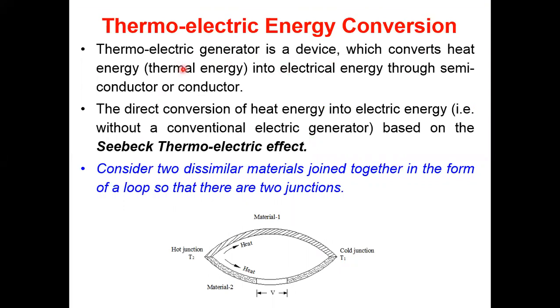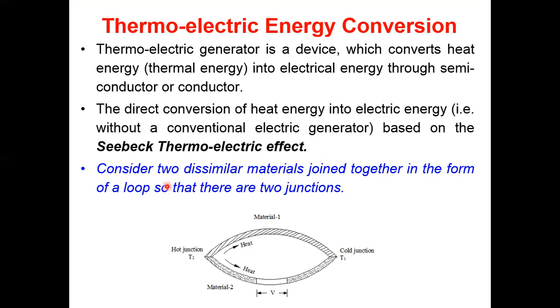It converts heat energy, that is thermal energy, into electrical energy through a semiconductor or conductor, the direct conversion of heat energy into electrical energy, without a conventional electrical generator. It is based on the Seebeck thermoelectric effect. In other conventional power plants, we were using a generator. Here, the heat energy is converted directly into electricity by using the Seebeck effect.